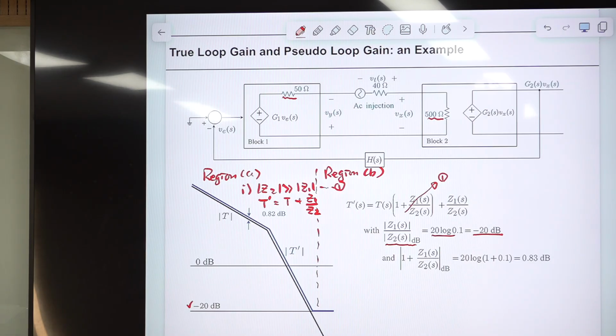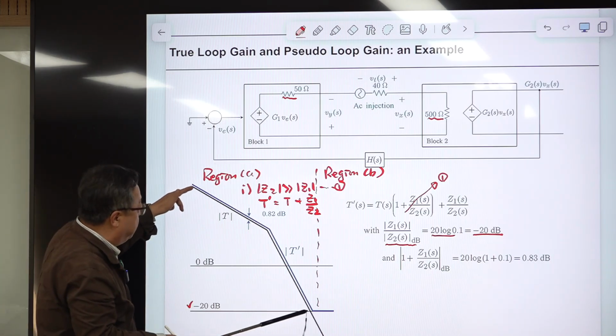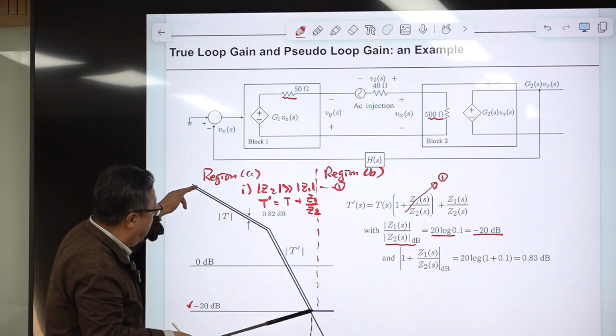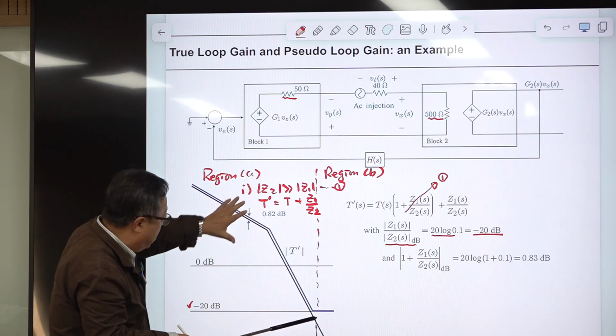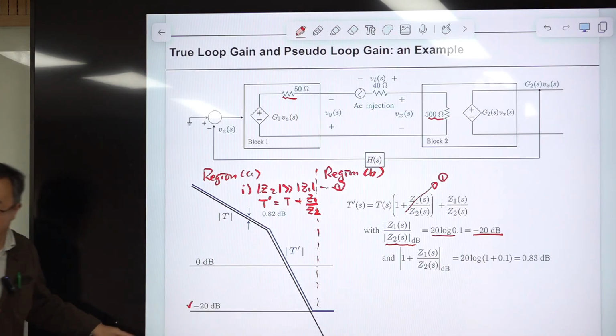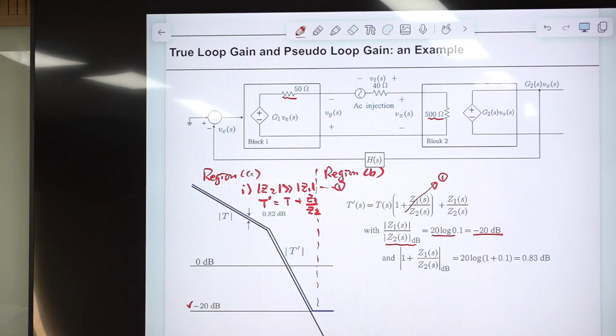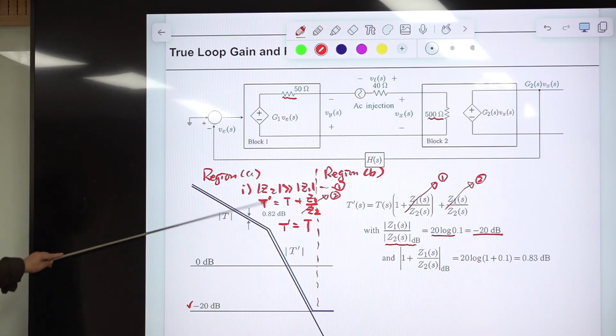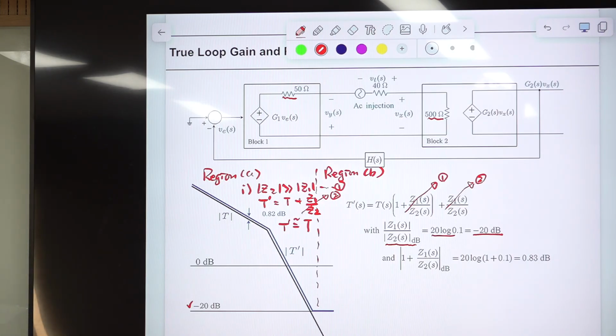And in this region, the magnitude of both the true loop gain and the pseudo loop gain is much larger than this minus 20 dB line. So this can also be ignored. So we ignore this, and with this condition, let me write this down as equation number 2. Then T prime is almost the same as T, which indicates the pseudo loop gain is almost the same as the true loop gain. So this is valid for region A.